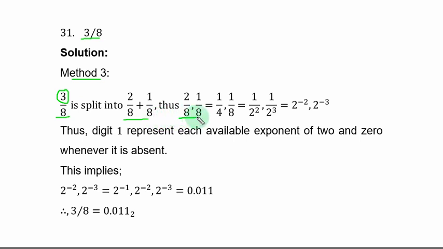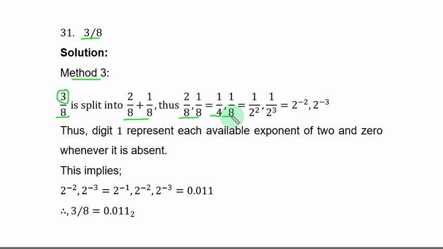Which we write as 2/8, 1/8. If you reduce 2/8, you have 1/4, 1/8. In this method, one thing you must ensure is that the numerator is 1. That is why we are splitting 3, we consider 1. Then we know if you add 2 to 1, you have 3. Then you reduce 2/8 to ensure that the numerator is 1.